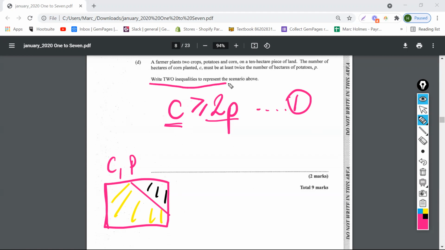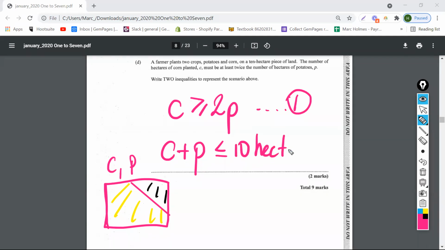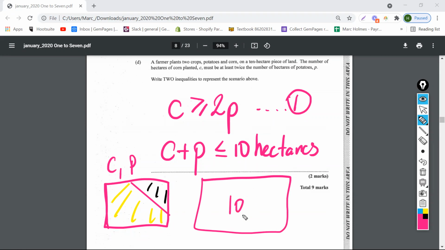And it says write 2 inequalities to represent the scenario, right? The next inequality, guys, is that C plus P, whatever P is, has to be less than or equal to 10. Why? Because there are only 10 hectares, right? It's not acres, but it's only 10 hectares, guys. So that's all the space you have. You can't plant more than what is in the space. So C plus P has to be less than or equal to 10. You can't plant more than 10.